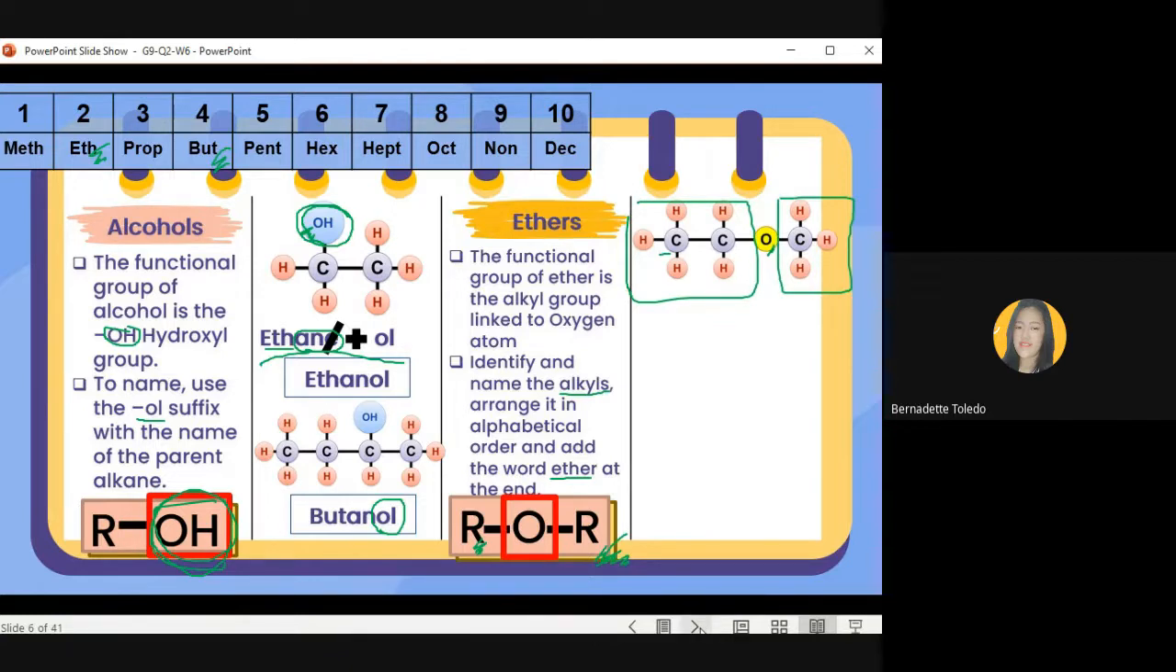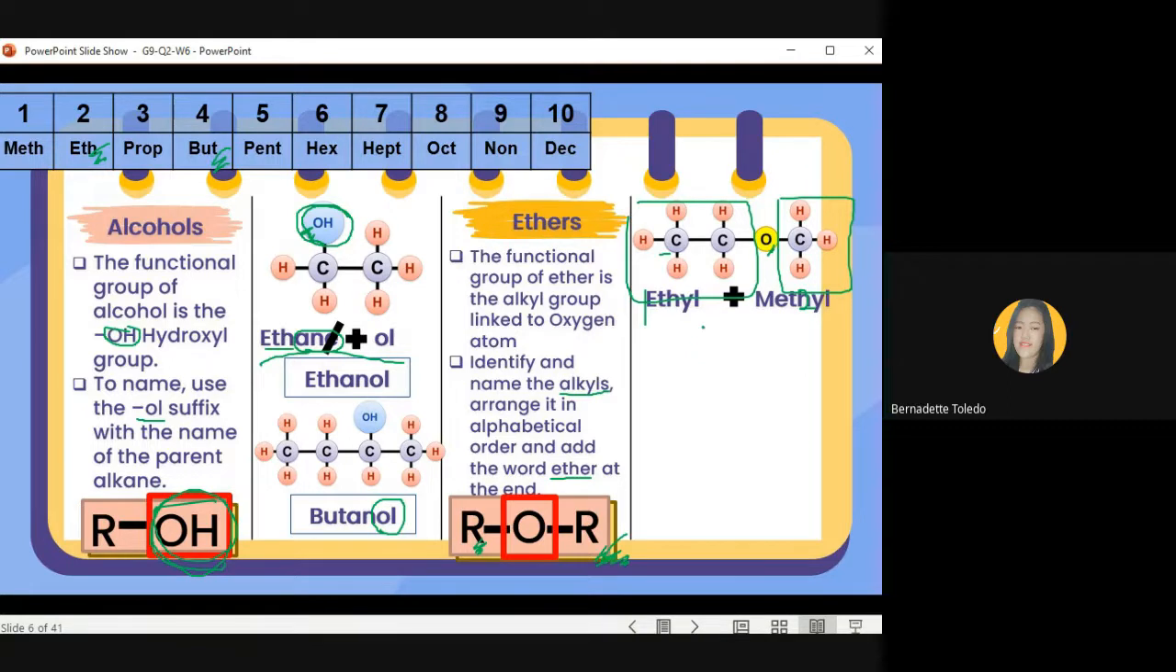Now, to name this one, we should name the two alkyl groups. So this oxygen, siya na yung magiging parent chain. And the two carbon chains in between, on the sides of the oxygen atom, sila na yung magiging branch chain. So, we will name this alkyl group and this one. Now, the name of the first alkyl group is ethyl, while the second one is methyl.